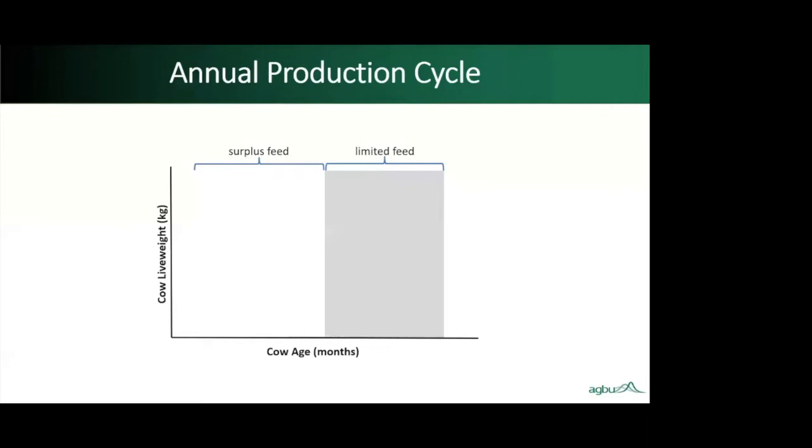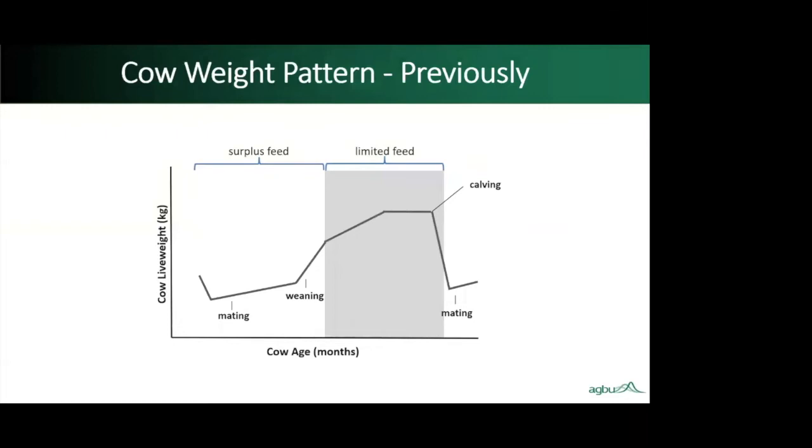We have a period that is surplus feed, and feed is essentially considered zero cost, and a period where feed is limited and it comes at a cost. Cow live weight goes through an annual pattern of change as that cow moves from mating to weaning her calf to having her next calf and then her subsequent mating. The pattern of that weight change isn't actually the most important factor in the economics surrounding cow live weight.